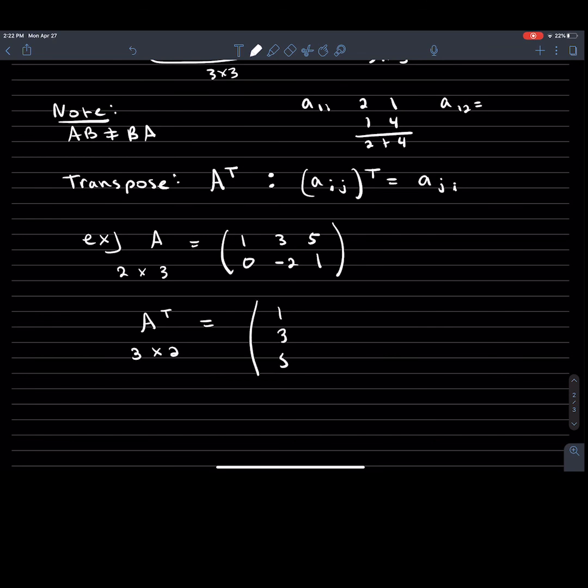1, 3, 5, 0, minus 2, 1. Let's double check one piece of it. The 5 is your A13. That should move to the A31 position. And yes, that is your A31 position.